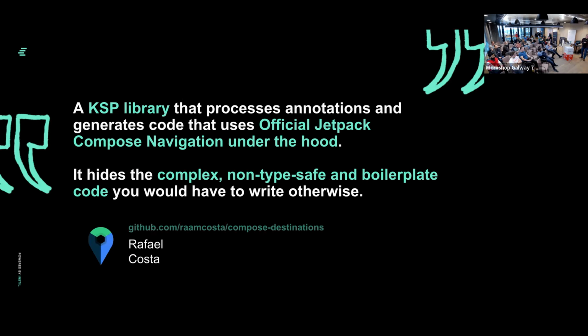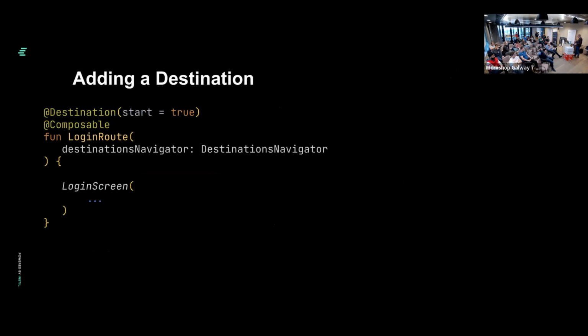It's the first KSP library that we've used. It uses the official navigation under the hood, but it hides that complexity, it hides that boilerplate, and most importantly, it gives us that type safety that we've been missing before. And all you have to do is annotate your composable with a destination there at the top, which is great. And that then allows the library to generate this for you in a NavHost, and you get this destinations navigator that you can use to basically do your navigation with.